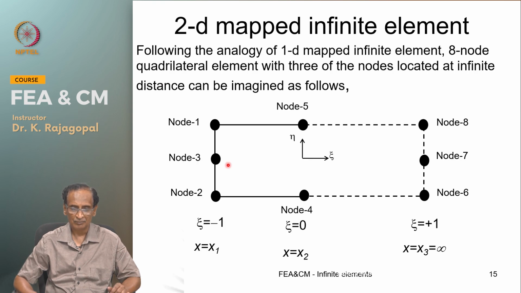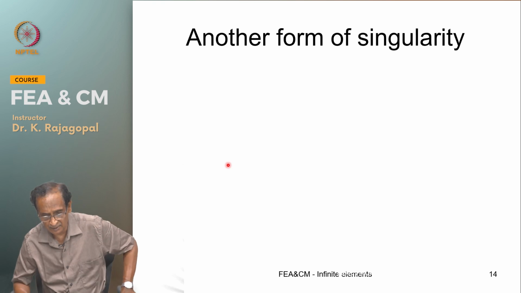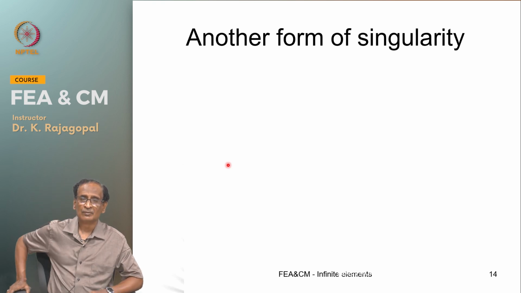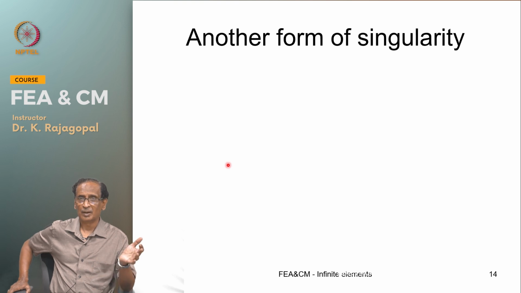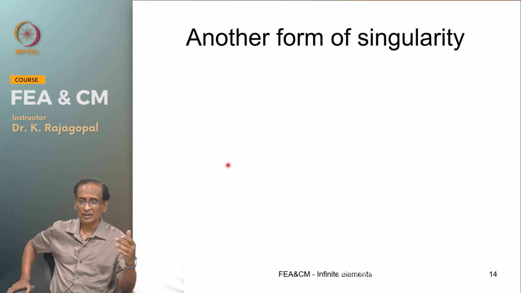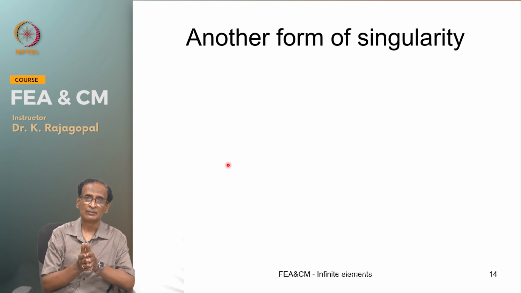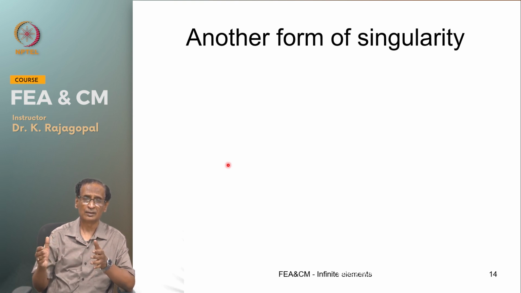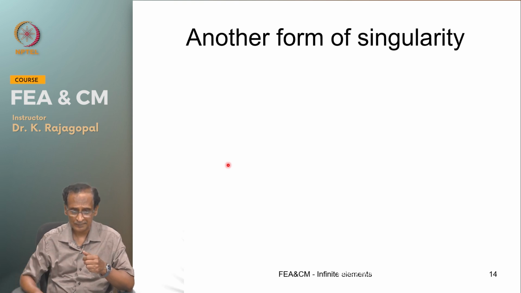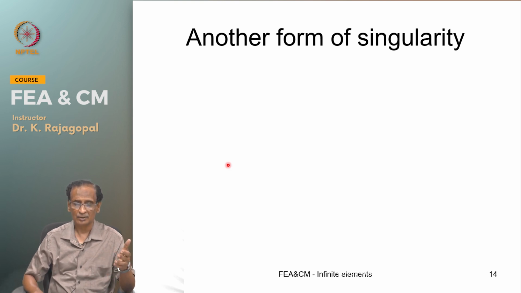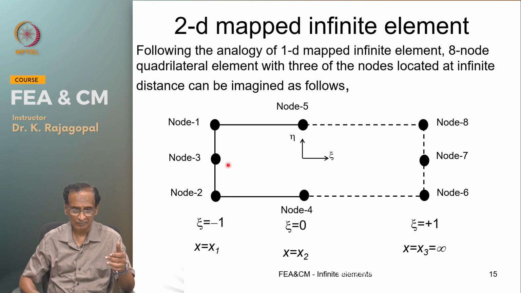There are other forms of singularity I have not explained here, but you can refer to published papers. There are several papers, and I have referred to them in the list, and you will see the mapping functions derived for other types of singularity, 1 by xi, or 1 by square root of 1 minus xi, or in the denominator you may have 1 minus xi squared, and so on. You can see them in the published papers.